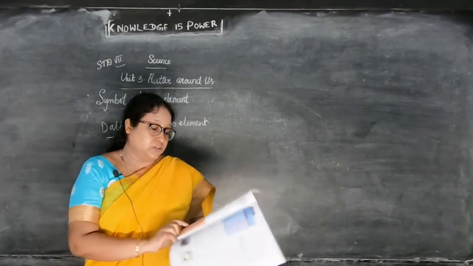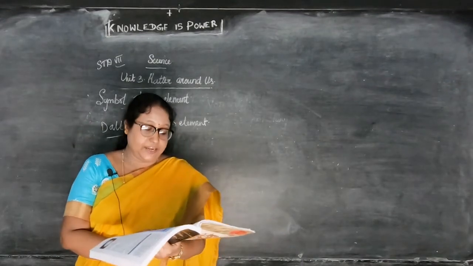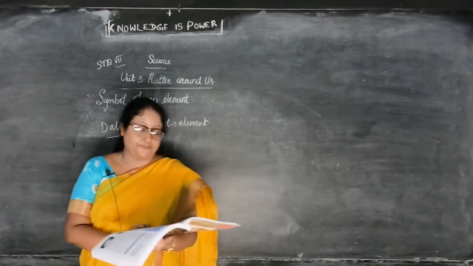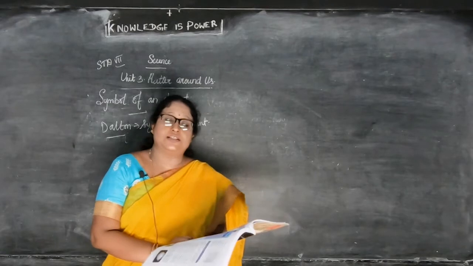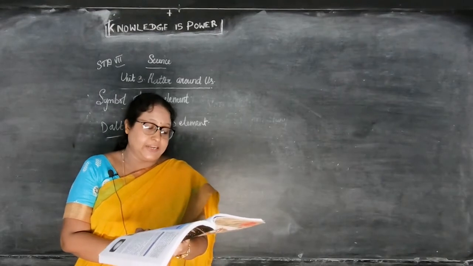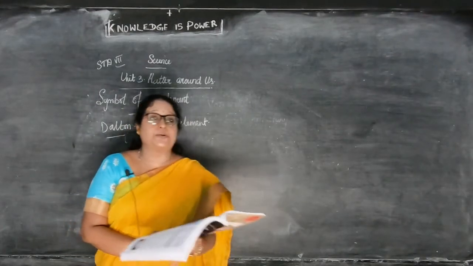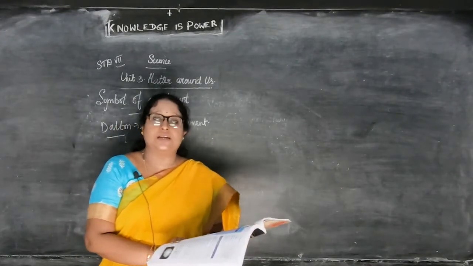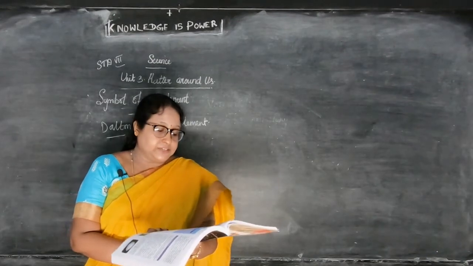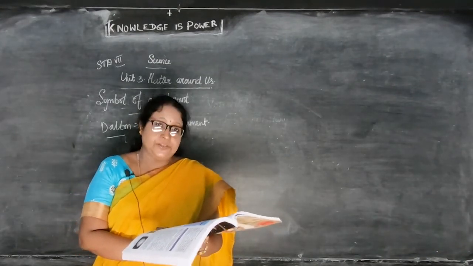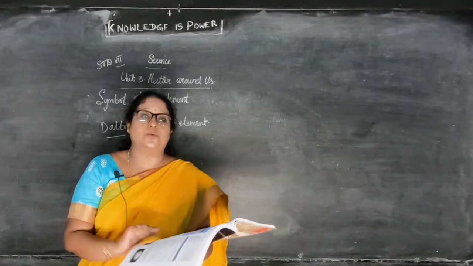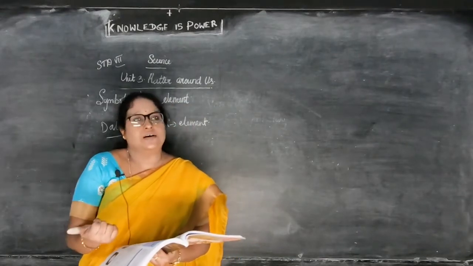See children, in the beginning the names of the elements were derived from the name of the place where they were found for the first time. In ancient times, they gave the name of an element by the place name. For example, the name copper was taken from Cyprus, a place where copper was introduced. Then some names are taken from colors. For example, gold. What is the color of gold? Yellow. So gold was taken from the English word meaning yellow. So they were taken by the place name or by the color name.